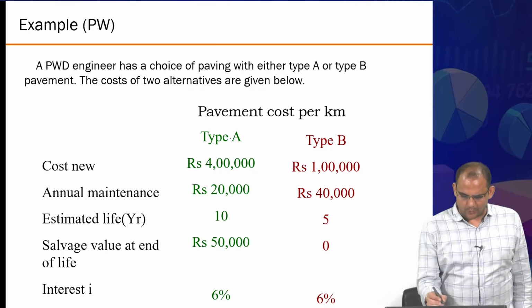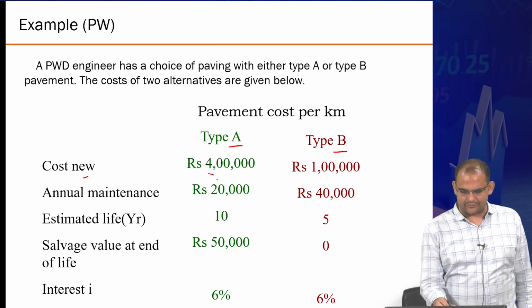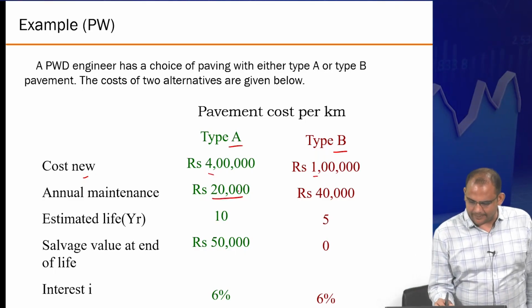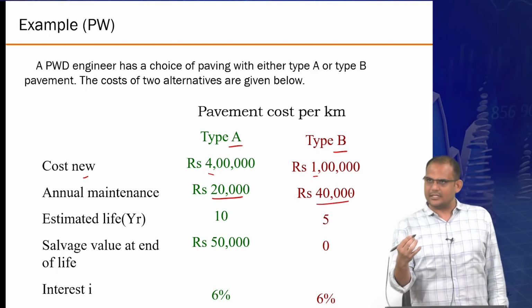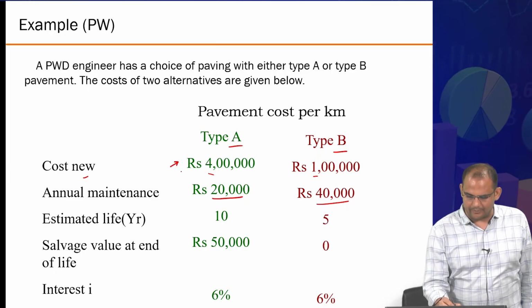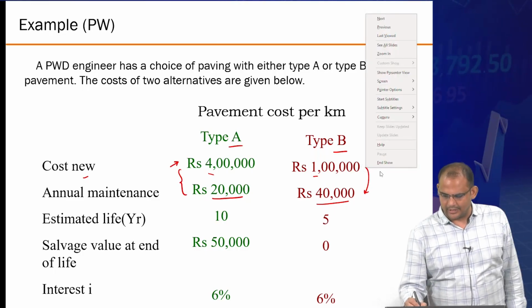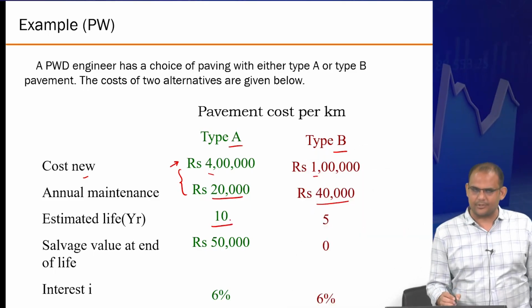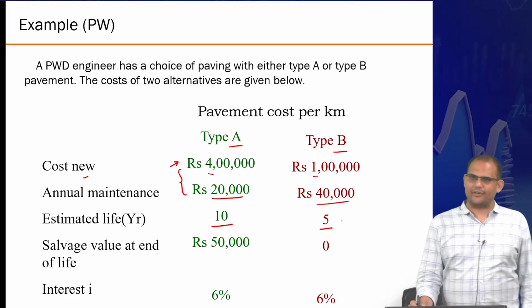I need to make a road, type A or type B. The cost of the new road for type A is 4 lakh rupees. For type B, it's 1 lakh rupees. Annual maintenance for type A is 20,000, while for type B it is 40,000. So this makes sense: an initial high cost but low maintenance alternative compared to a low initial cost but high maintenance cost alternative. The estimated life for type A, because it's expected to be good, is 10 years, but it is only 5 years for type B.